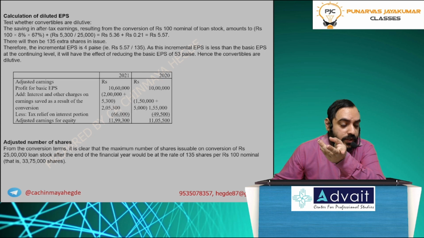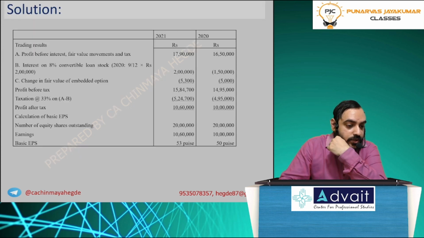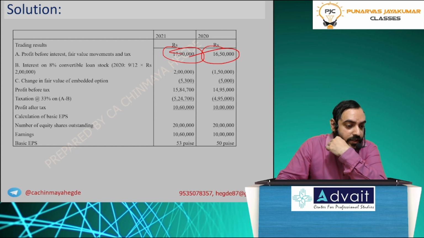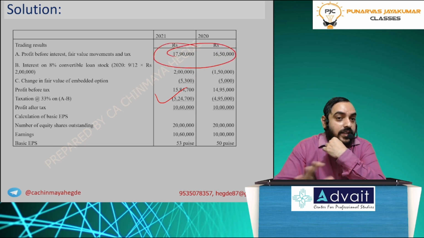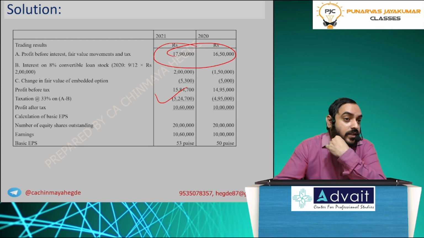Actually, what you can do is directly start from 17 lakh 90,000. We have subtracted interest, we have subtracted fair value, then subtracted tax. Rather than that, I'll start from this number and subtract tax. The interest savings and all would have been taken automatically. I mean, if you want to do that, but in some other problem, this information may not be there.